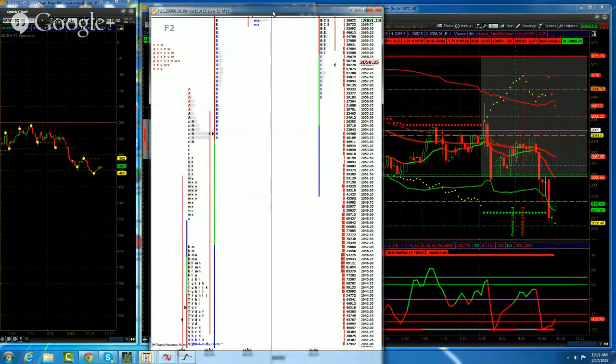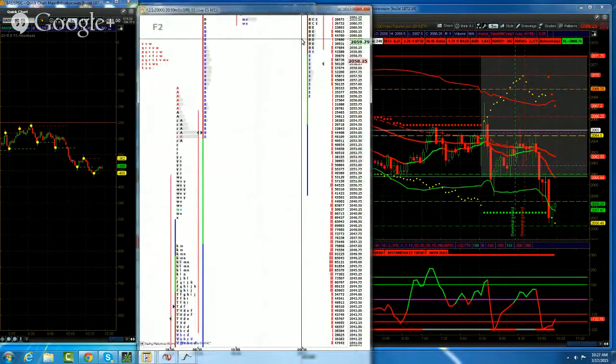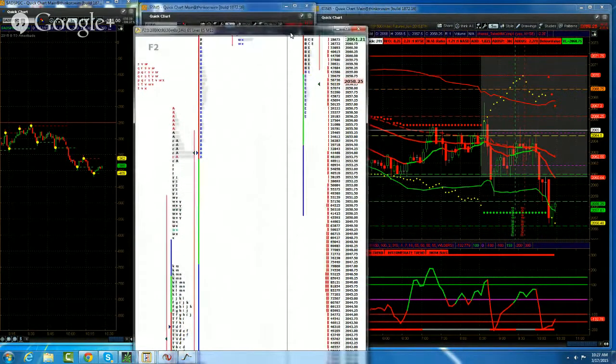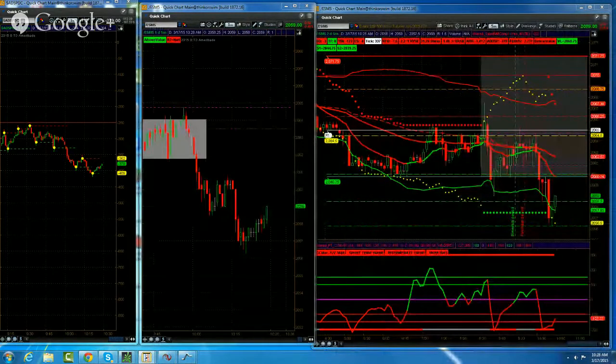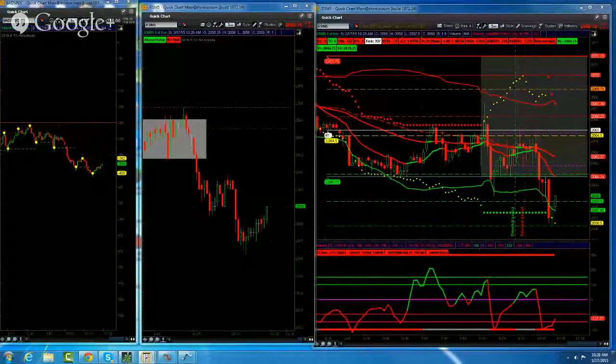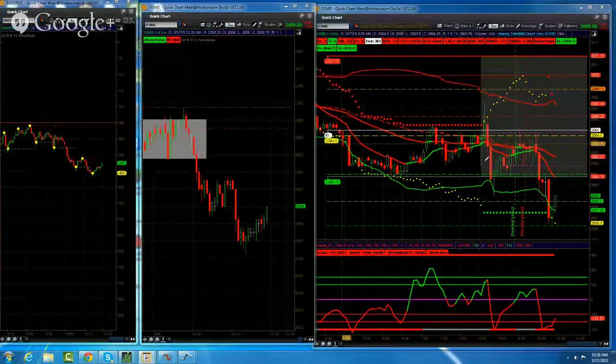So the market profile gurus, which I am not one. I'm not a guru. I use it, but there's plenty of stuff I don't know about it. But they basically say that the market moves from low volume nodes to high volume nodes. Low volume nodes to high volume nodes. That's the way the market moves. So, all right, any more questions?